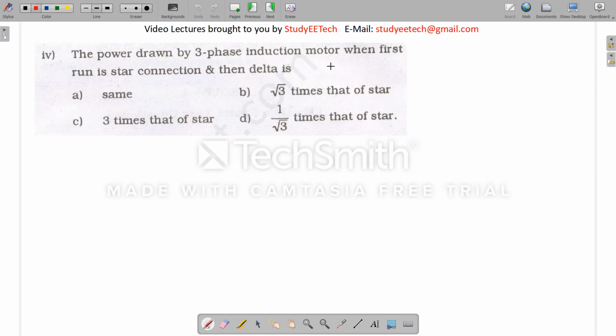The power drawn by a three-phase induction motor, first in star, then connected in delta. Look, this is a very interesting question. So let's prove it. This will be the answer.